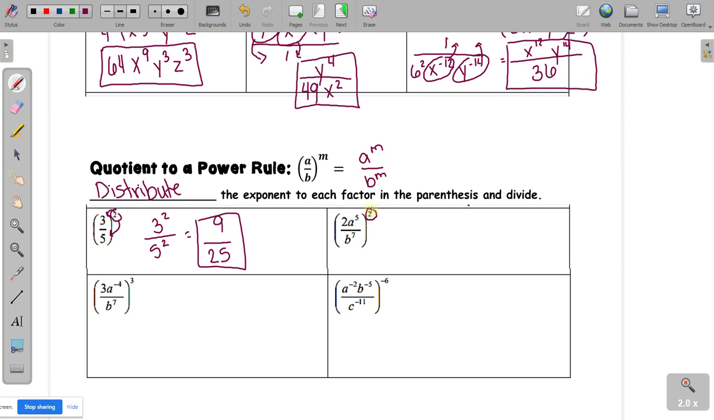Okay. The 2 we're distributing to the numerator, so we get 2 squared. We're distributing to our a, so a to the 5th squared. 5 times 2 is 10, so we get a to the 10th. And then we're distributing it to the bottom here. So we have b to the 7th raised to the 2nd. 7 times 2 is 14, so b to the 14th. Now we have to simplify. 2 squared is 4. We cannot combine anything else, so we just rewrite it.